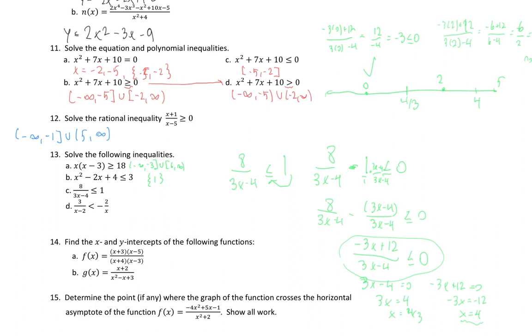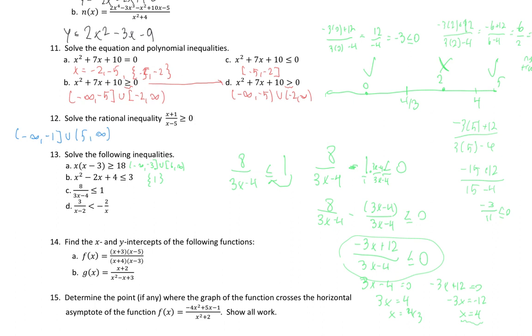That's not true. 3 is not less than 0, so we're not going to include the middle section. Let's try 5. I'll go below. So minus 3 times 5 plus 12 over 3 times 5 minus 4. Well, minus 3 times 5 is minus 15 plus 12 over 15 minus 4. That'll give us minus 3 over 11, and that is less than or equal to 0. That works, so we're going to include that.